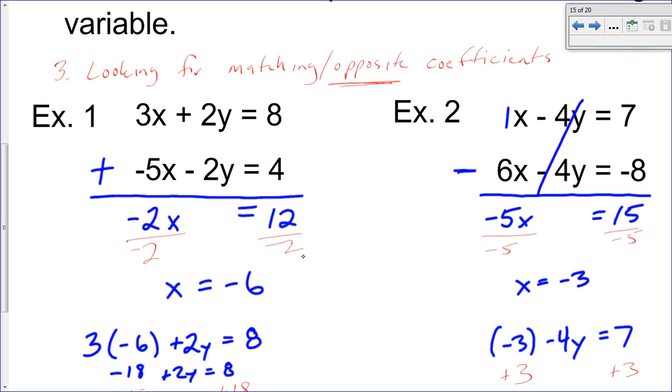So there's the first video. The next video is very similar, except we have to work the problem a little more to get to where we want to go.